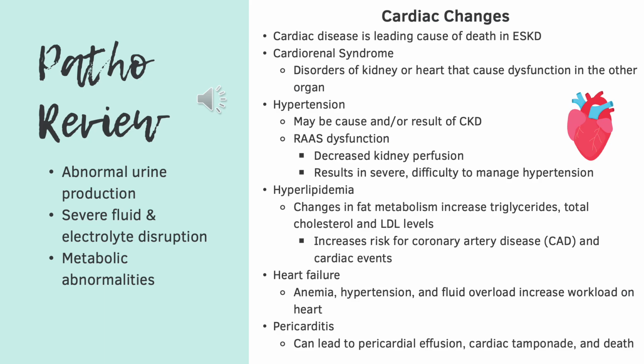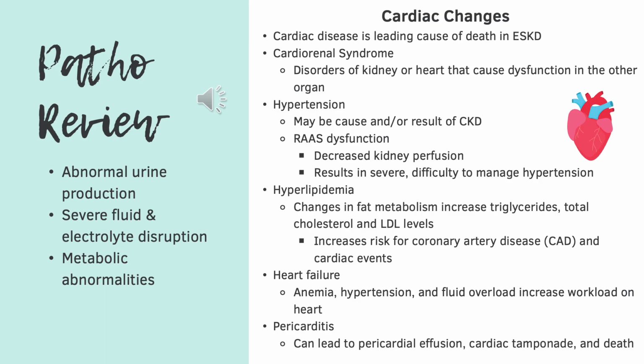A fifth complication is pericarditis. So uremic toxins or even infections can inflame the pericardial sac, which is that sac that the heart sits in, and this causes pericarditis. If it's not treated, it can lead to a pericardial effusion and cardiac tamponade, which are both life-threatening complications that we'll talk about later on.